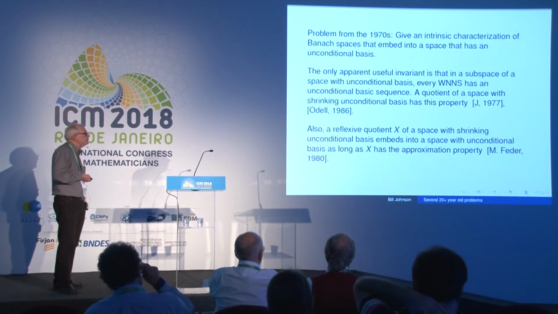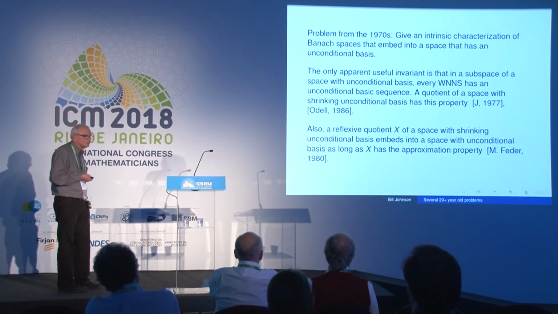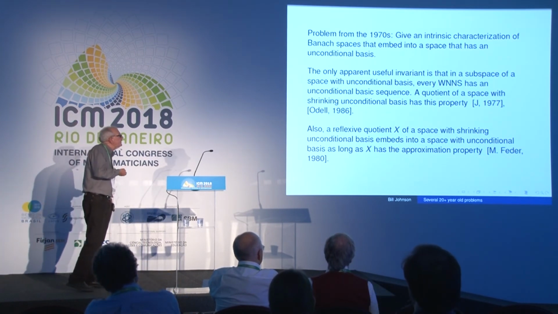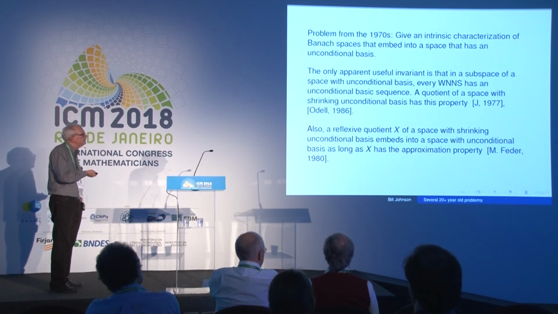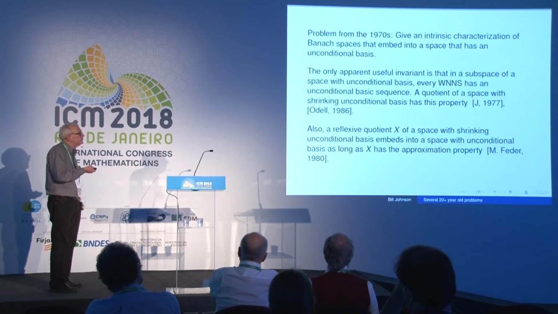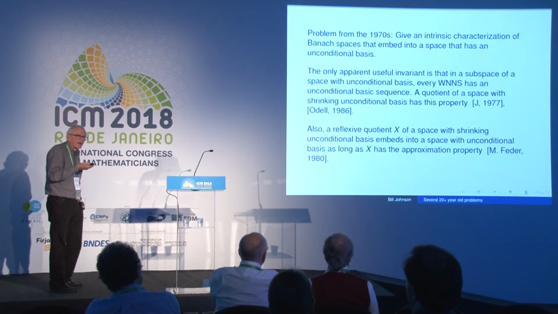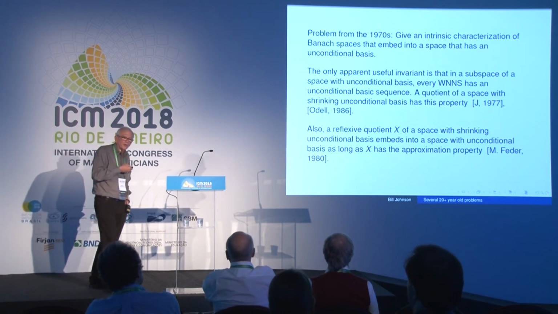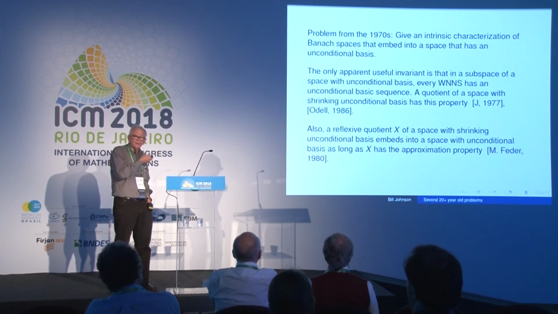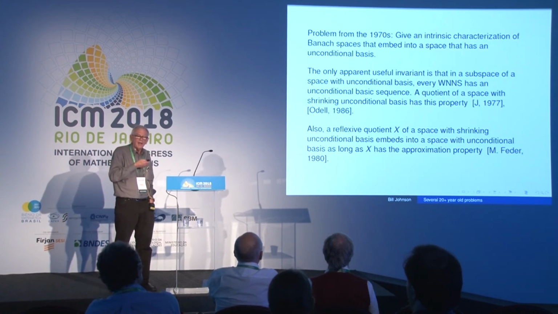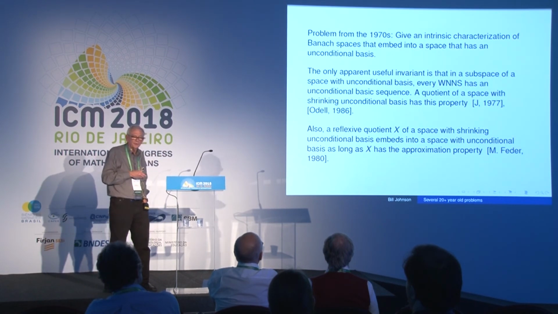Also, Moshe Feder, again introducing the approximation property, says, well, if you have a reflexive quotient of a space with shrinking unconditional basis, then as long as it has the approximation property, you can actually prove that it has this stronger approximation property I mentioned on the preceding slide, of having unconditional expansion of identity, and therefore embeds into a space with unconditional basis.